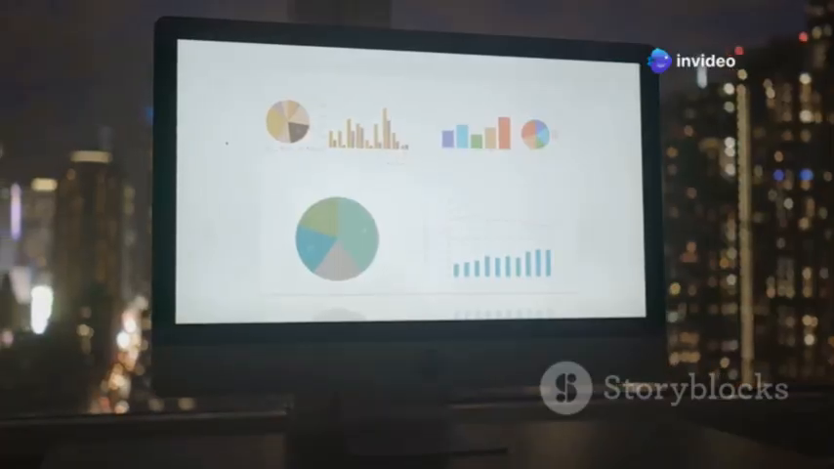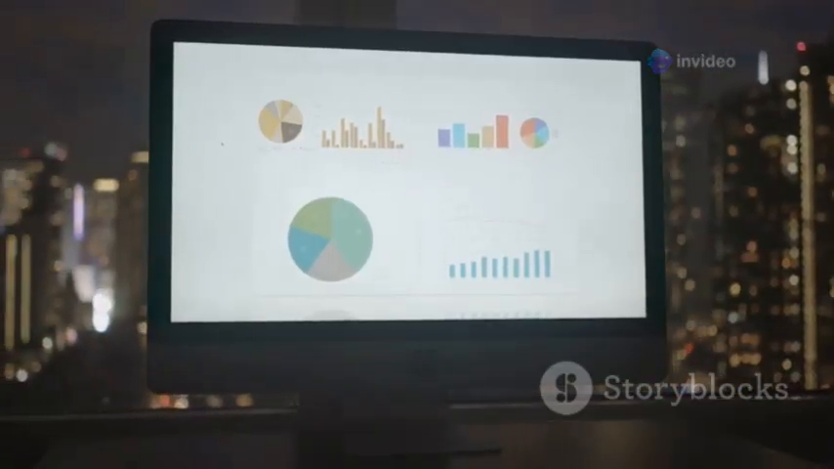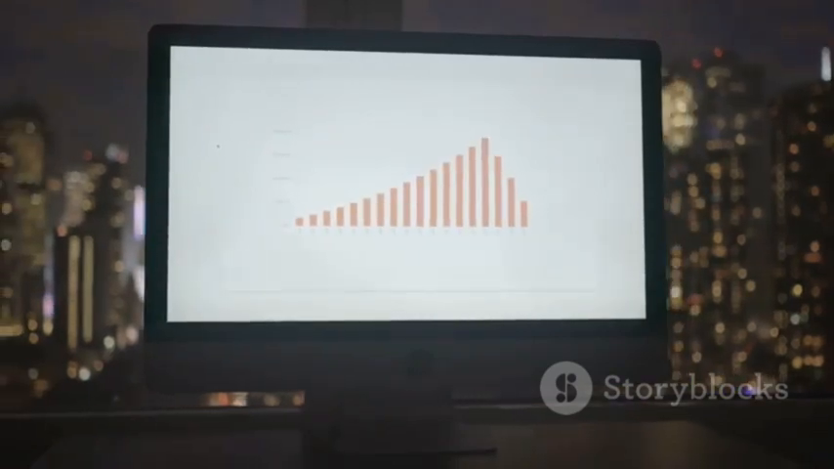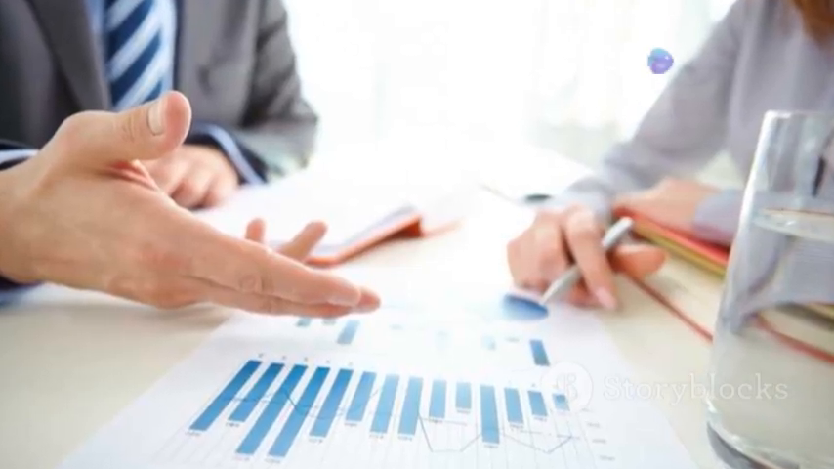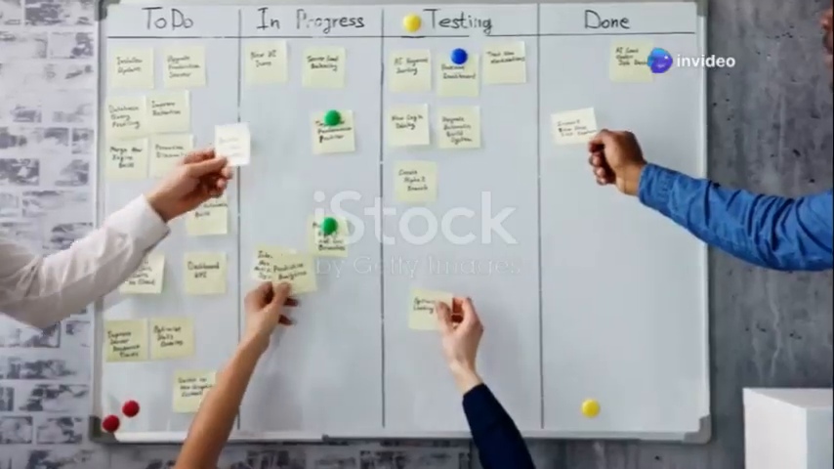The Pareto chart visually represents this principle by displaying bars in descending order of frequency or impact. The tallest bars represent the vital few causes that deserve your attention first. It's like a hit list for quality improvement. Imagine you're running a customer support center and you're swamped with calls.